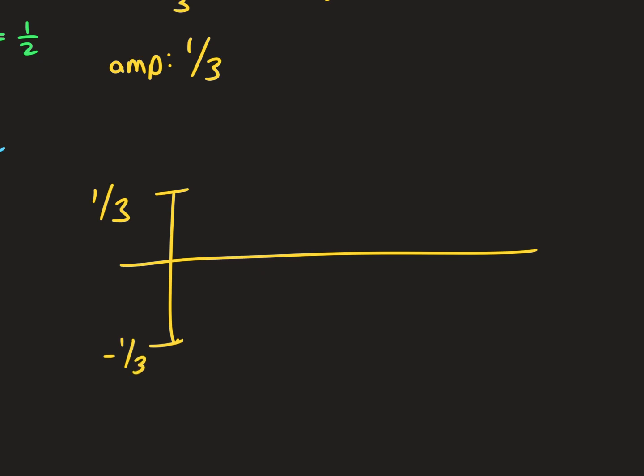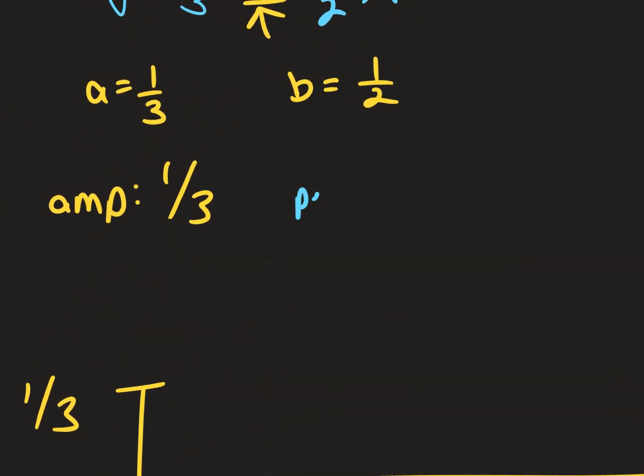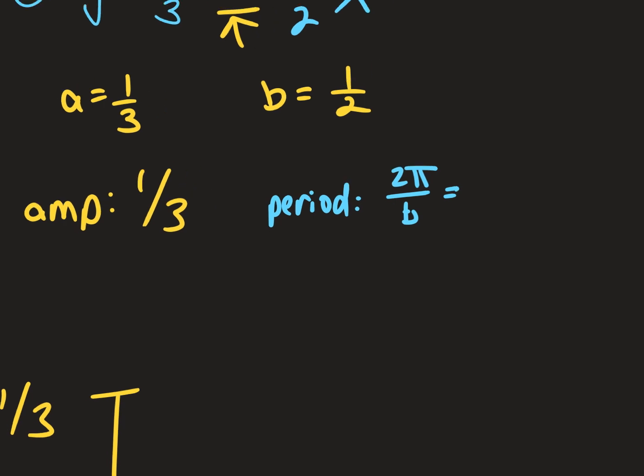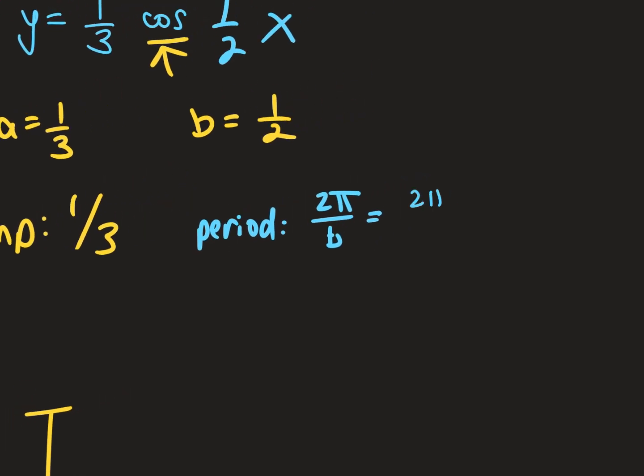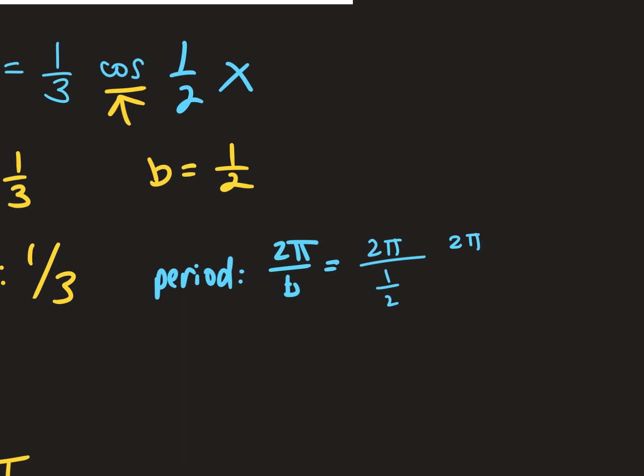Spread it out so you give yourself your room. So here's 0. So the time period that I'm talking about, I'll go left to right here. Remind yourself, time period is 2 pi divided by b. Okay, I've got to do a little math here. 2 pi divided by my b value, which is 1/2. It's a fraction, yeah? So what do I do here? I keep, change, flip. So what is my time period? 4 pi. How many circles is that?